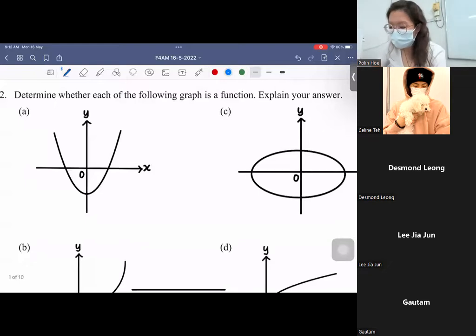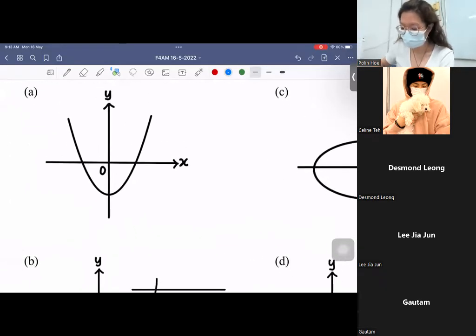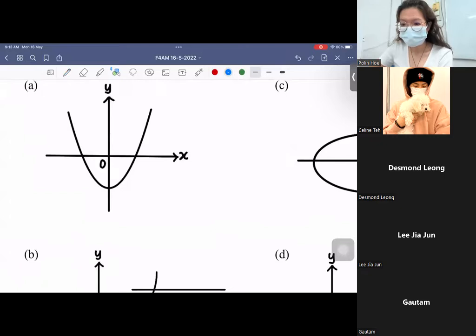Question 2, determine whether each of the following is a function. When we want to determine whether each graph is a function, we draw what? Vertical line, horizontal line, what line? Or draw a love shape. Yes, we draw a vertical line. Okay, we use the vertical line test.